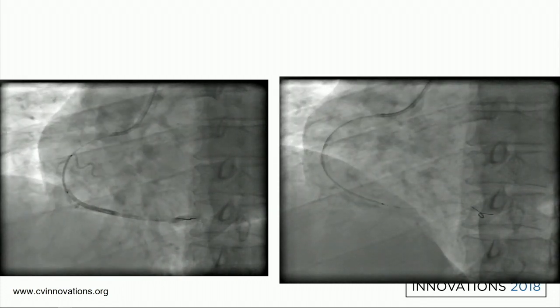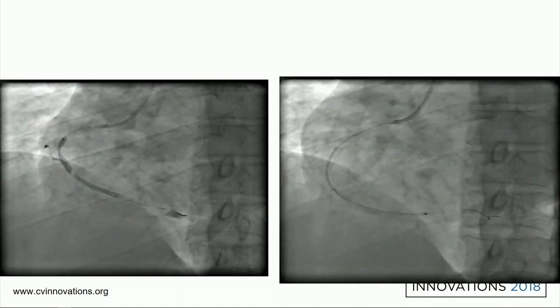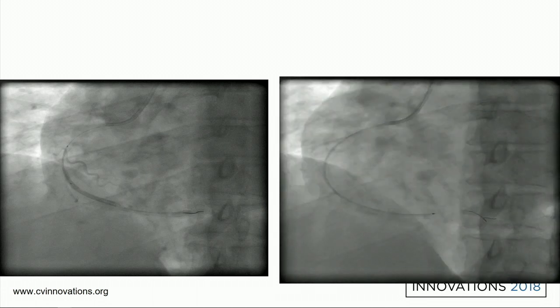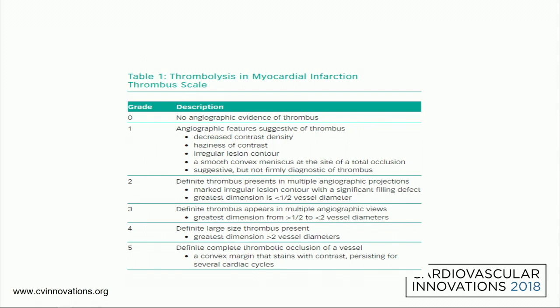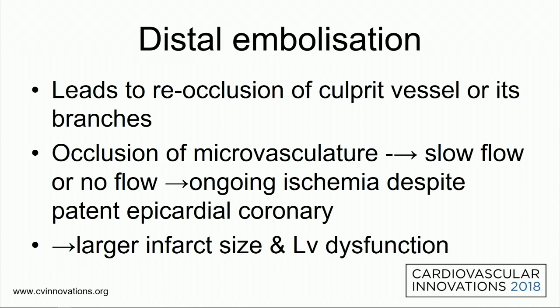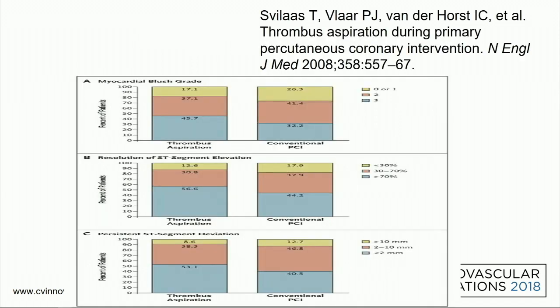And we found that there's a lot of thrombus going down distally, creating no flow. So we used an Export catheter and pulled out the thrombus. When you grade TIMI, thrombus may be grade 4. The problem with thrombus is it can be systemic, causing stroke, limb, or mesenteric ischemia. It can retrogradely embolize into the non-culprit coronary vessels or to the distal coronary tree and cause suboptimal myocardial perfusion. Distal embolization, we know, can cause slow flow, no flow, increase the infarct size, and cause LV dysfunction.